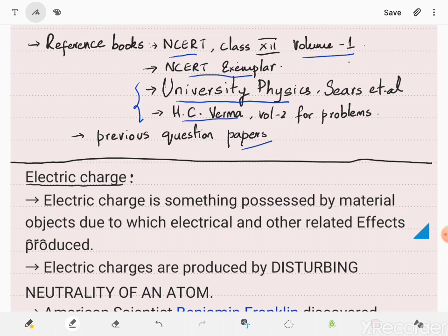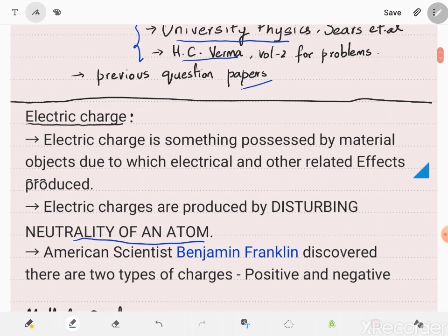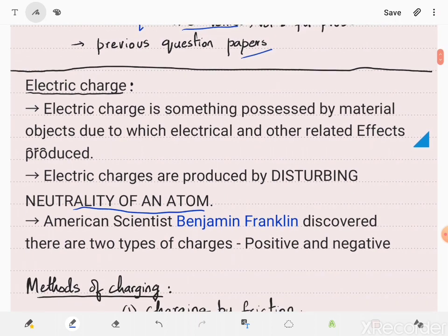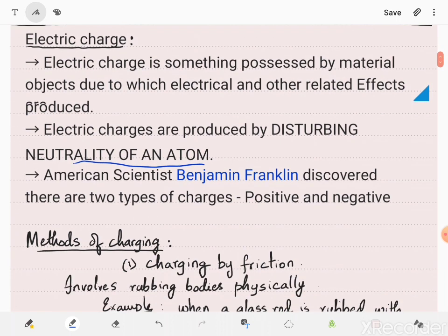Now, how do you produce these charges? Electric charges are basically produced by disturbing the neutrality of an atom. It was an American scientist, namely Benjamin Franklin, who discovered that there are 2 types of charges, namely positive and negative. Now, how do you get a charge? How do you produce charge? That is, methods of charging.